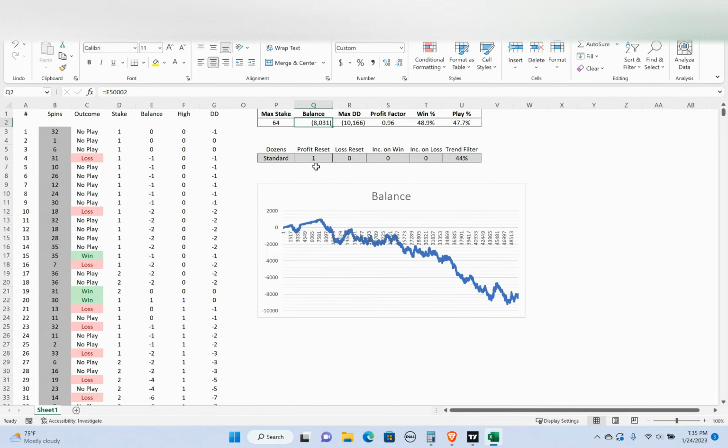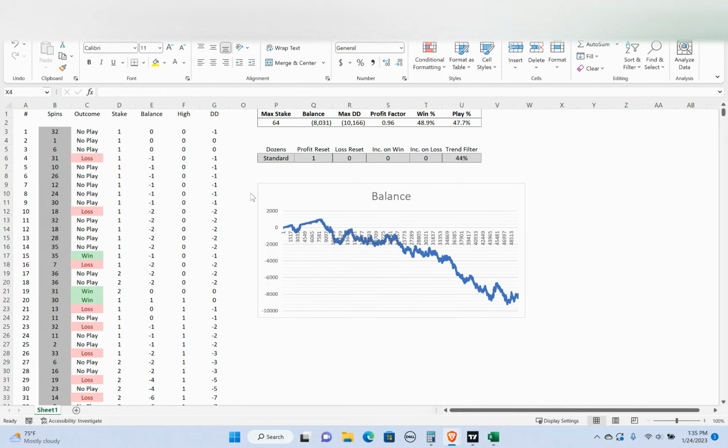You can see it resulted in losing 8,031 units, max drawdown of 10,000, profit factor of less than 1, 0.96. We won 48.9% of the spins, played 47.7% of the time. So now moving on to the modification portion of the test. Let's see if we can modify it and make it profitable.